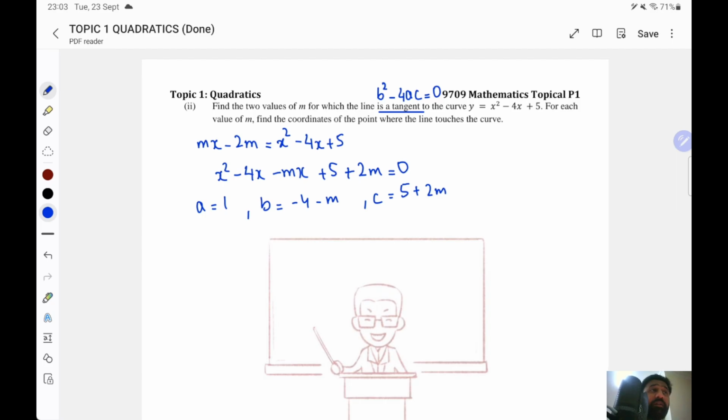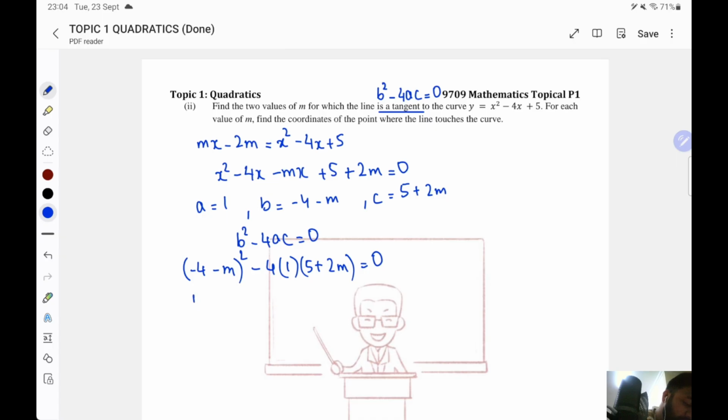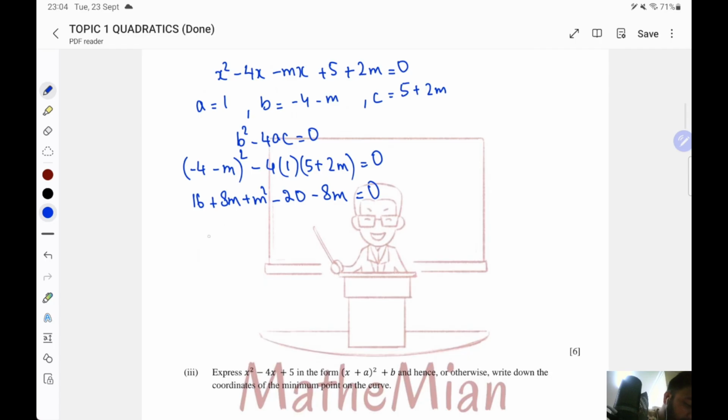If we further simplify, it says that the line and the curve are tangent to each other, so it means that b square minus 4ac is equal to 0. Let's substitute the value of b, which is minus 4 minus m whole square, minus 4 times 1 times 5 plus 2m, it is equal to 0. It will be 16 plus 8m plus m square minus 20 minus 8m, it is equal to 0, which will become m square.